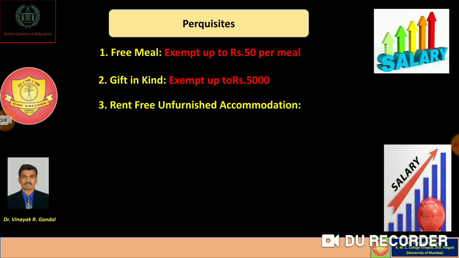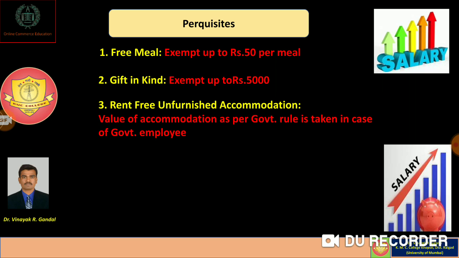The next perquisite which an employee gets from his employer is accommodation. There are two types of accommodation: rent free unfurnished accommodation and rent free furnished accommodation. So we have to understand the tax treatment of rent free unfurnished accommodation. There are two types of employee: one is a government employee and another is a private employee. In the case of a government employee, whatever value of accommodation is there as per government rule is taken as the value of unfurnished accommodation if the employee gets this facility from the employer, and it is considered as salary income and added to the salary.